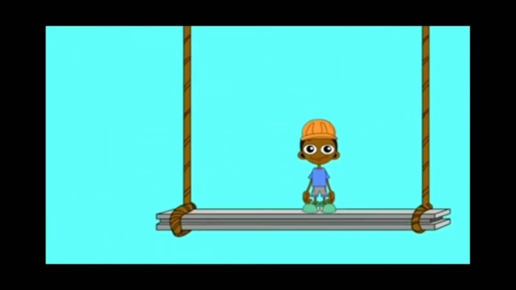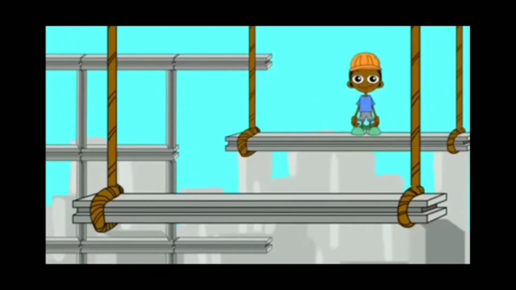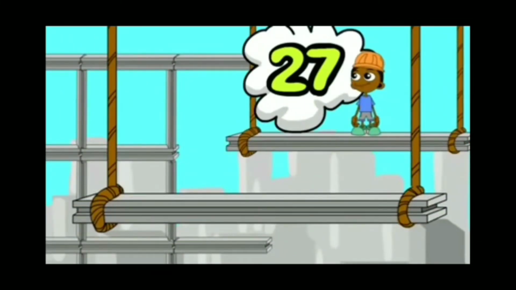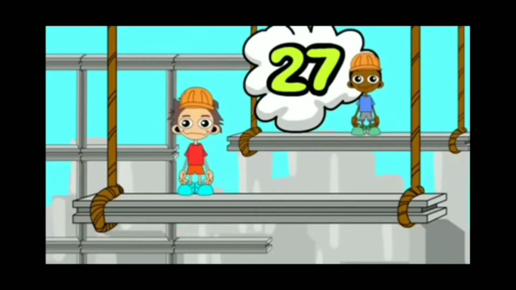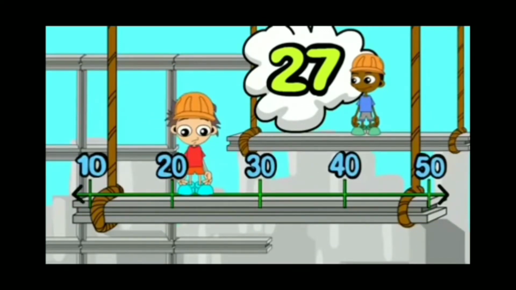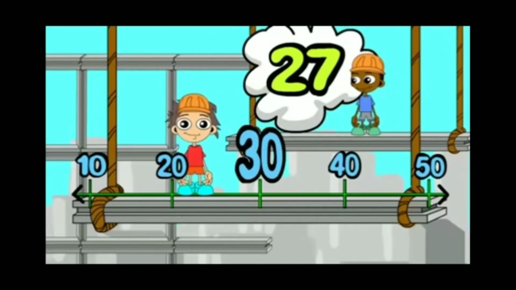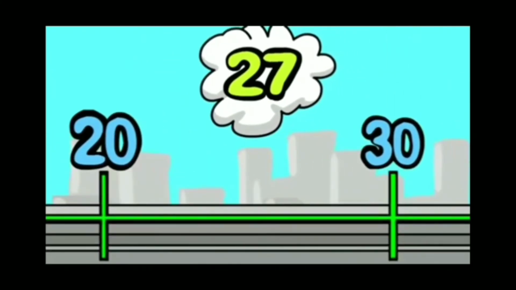You can round any number in 4 easy steps. Let's see how. Let's round 27 to the nearest tens. Step 1. Figure out which benchmarks to use and between which two numbers 27 belongs. 20 is the lower benchmark and 30 is the higher benchmark.